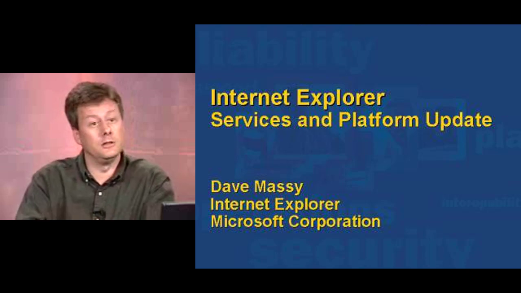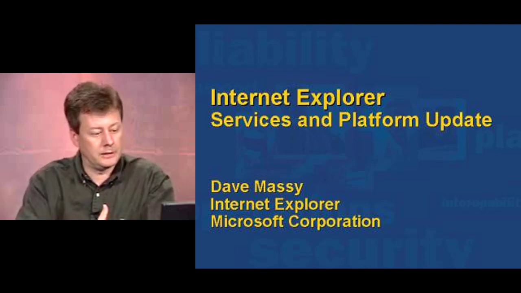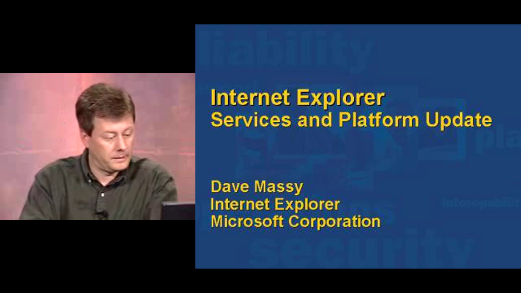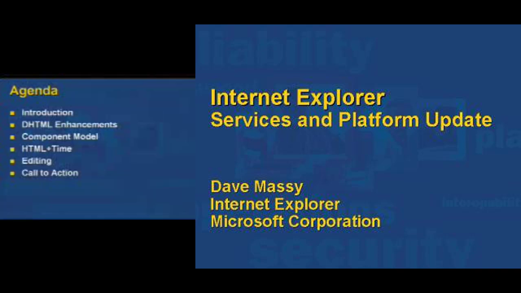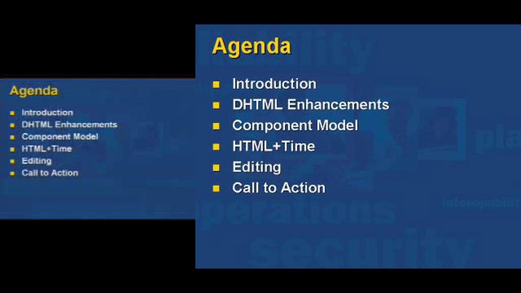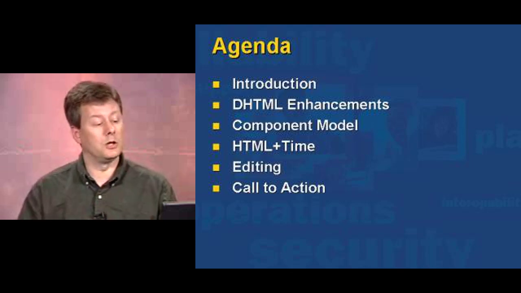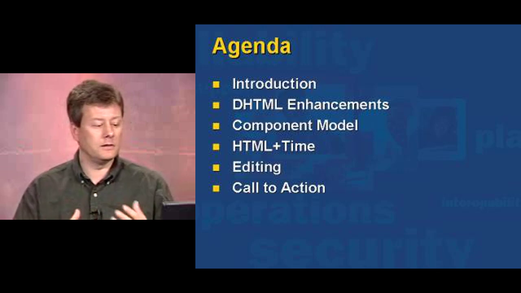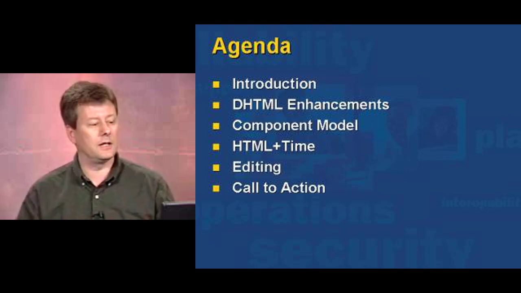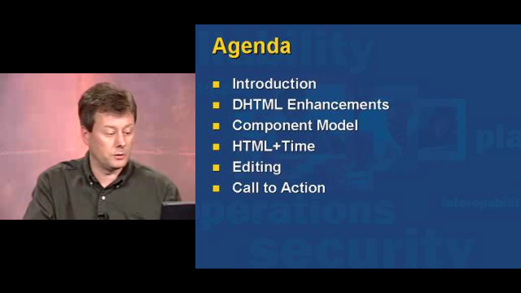This is about the new Internet Explorer features that are going to be included in the Whistler release. This is all based on the Internet Explorer 5.5 release that we're planning for this summer. So first of all, I'm going to talk about the general DHTML enhancements that we've got with some improved CSS support. Then I'm going to talk about the component model, some HTML plus time enhancements, and then talk about some new editing features that help make Internet Explorer 5.5 a very powerful platform to develop for.